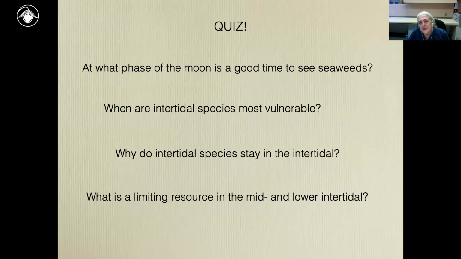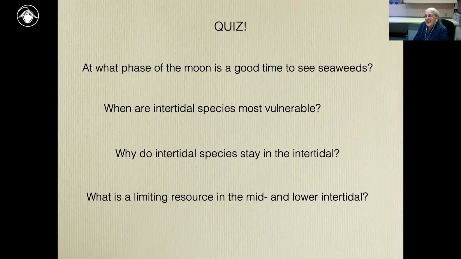Why do intertidal species stay in the intertidal? Why are they intertidal instead of subtidal with all that water? It's a good refuge from herbivores. The fish can't crawl up there. They can if the tide's in, but the tide's only in there for hours a day.